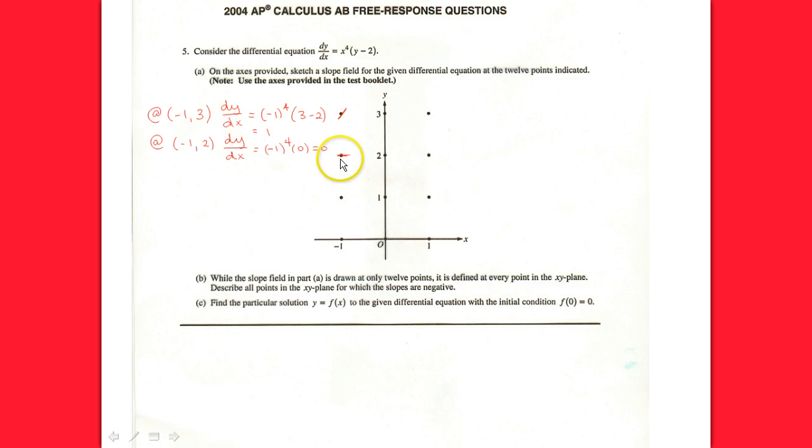And when I do that, I get a slope of 0, and that should be like a flashing light to me that there might be a shortcut associated with that. Then I could plug in -1, 1 and -1, 0. And so I've got this whole first column here.